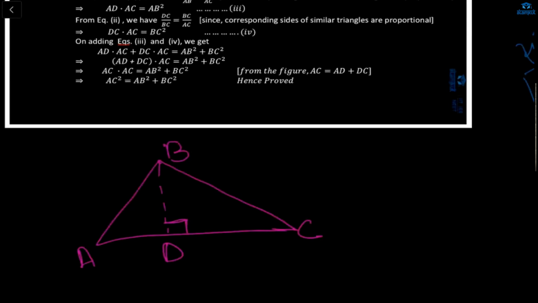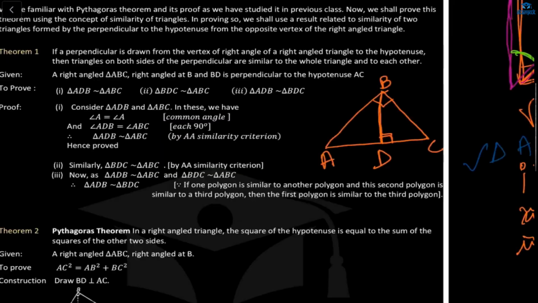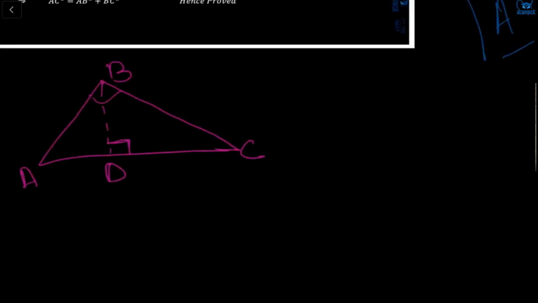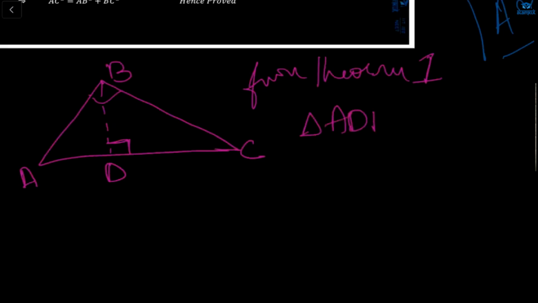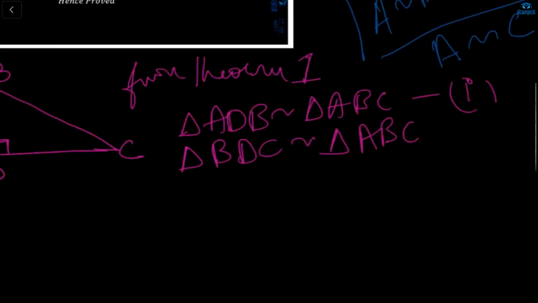So from theorem 1, what you can say is that triangle ADB is similar to triangle ABC and triangle BDC is similar to triangle ABC. This is a right angle triangle, and that is what we have proved here. If you draw a perpendicular to the hypotenuse from a right angle triangle, then both the triangles are similar, and both are similar to the bigger one also. So from theorem 1, we got that triangle ADB is similar to triangle ABC and triangle BDC is similar to triangle ABC. You can take it as 1 and 2.